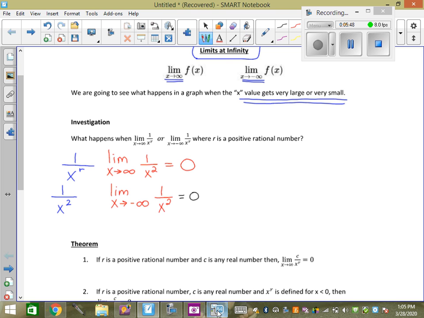So, where r is a positive rational number, when you have the limit as x approaches infinity of 1 over x to the r, whatever r may be, or this could be 3 over x to the r, or 100 over x to the r, it's going to keep getting closer and closer to 0. And the limit as x approaches negative infinity of 1 over x to the r equals 0.